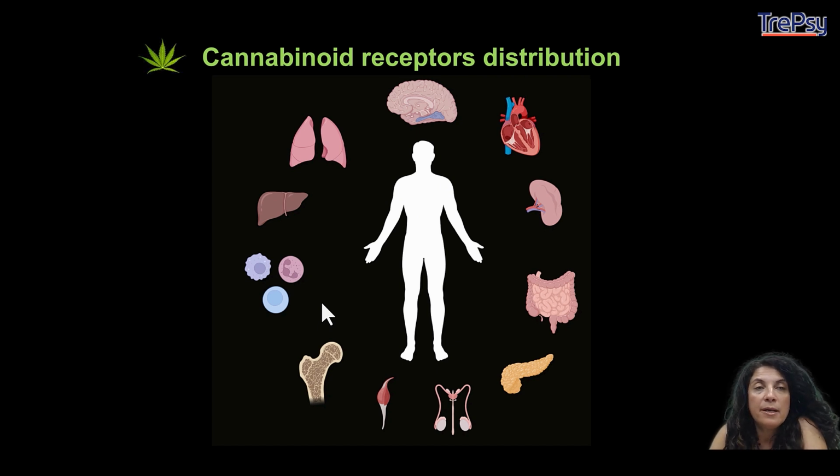So where can I find the cannabinoid receptor? I know the cannabinoid receptors are in the brain, but they are also in the heart, kidney, gastrointestinal system, pancreas, muscle, bone, immune system, and lungs. So where I can find the cannabinoid receptor is where it acts.